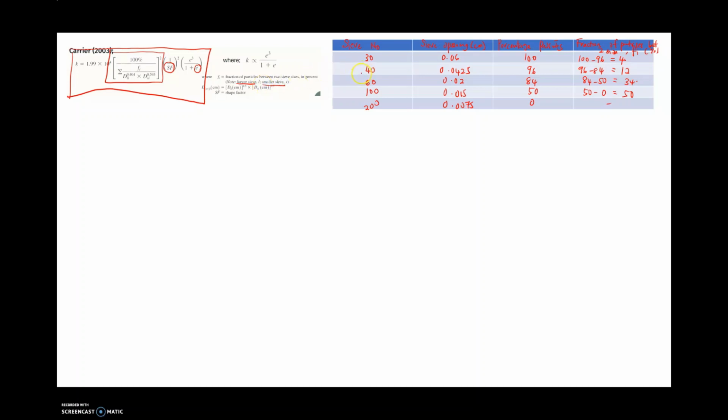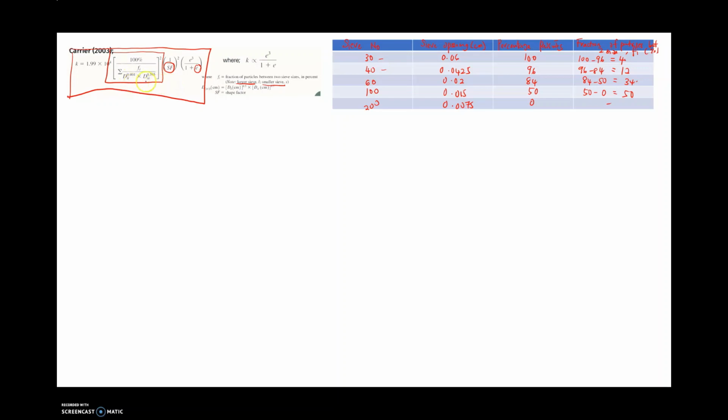For example, sieve number 30, because it mentions the fraction of particles between two consecutive sieves. So let's say sieve number 1 is 30 and sieve number 2 is 40. You see the opening sizes of the sieves are 0.06 and 0.0425. Which one is the larger sieve and which one is the smaller sieve? Of course 0.06 is larger than 0.0425. So 0.06 is your DLI, meanwhile the DSI is 0.0425. That is how you differentiate between DLI and DSI.